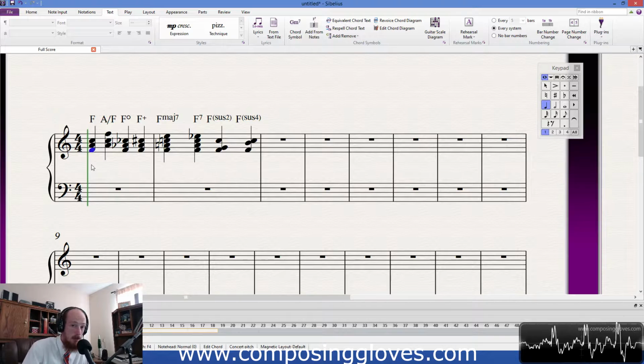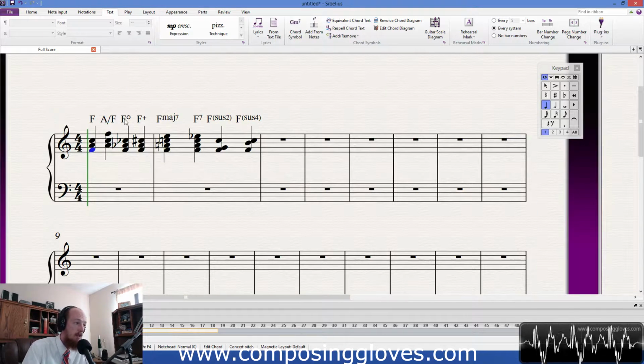Now, if you want to put something else in the bass besides the F, for example, I have an A in the bass on this one. So I put A, but I said I still want it to be an F major chord. So I put an A/F, and that means A in the bass, but I want it still to be F major. So it is the first inversion.